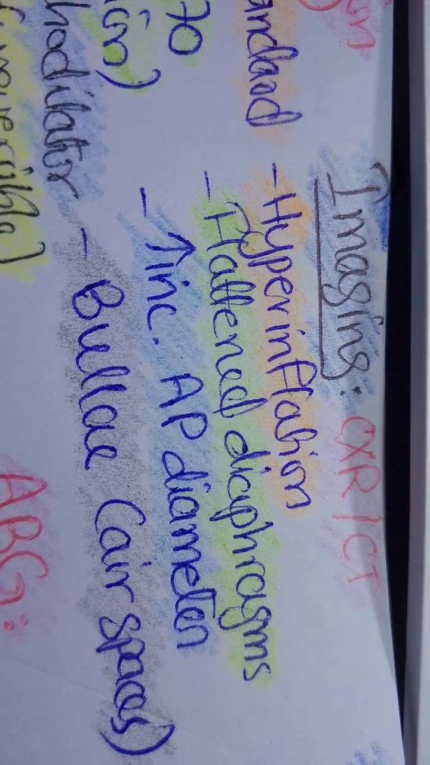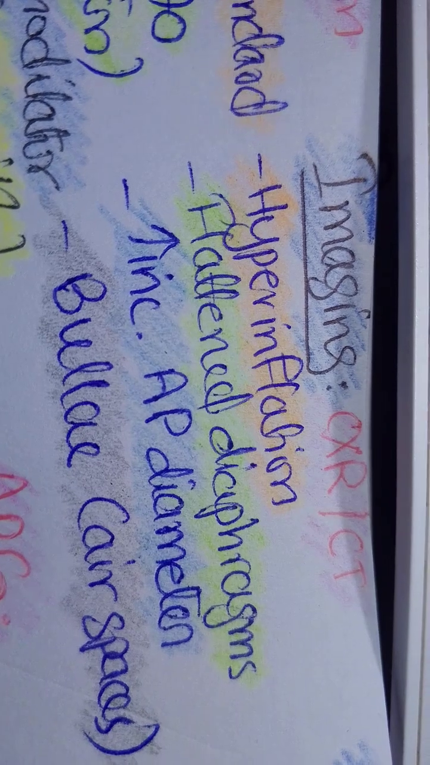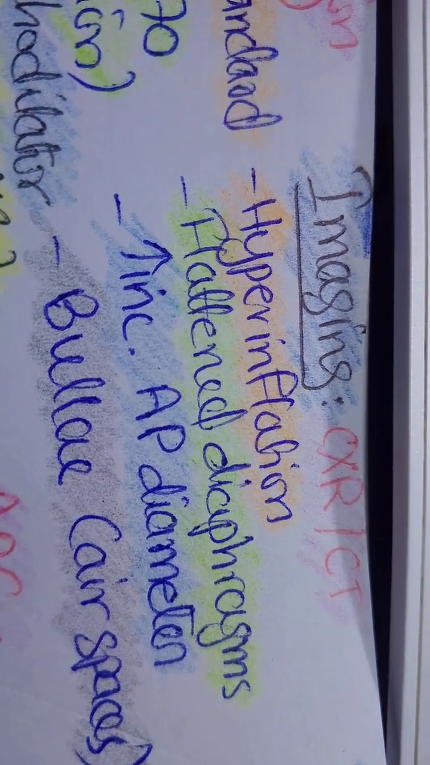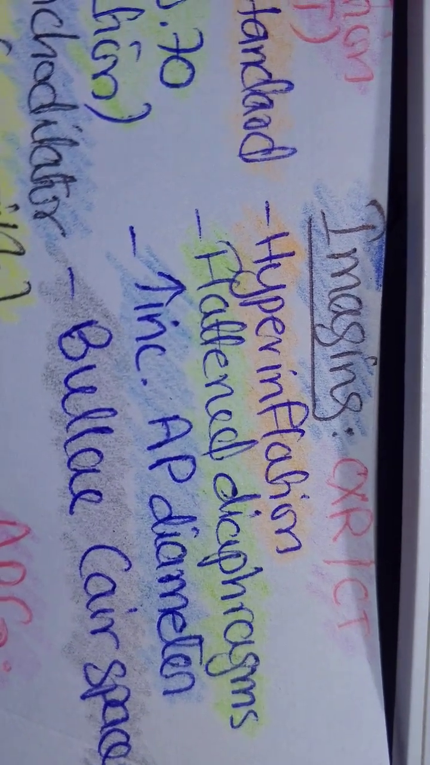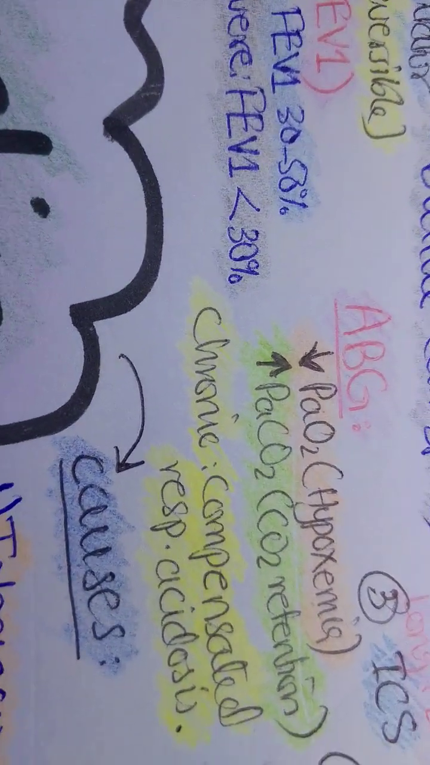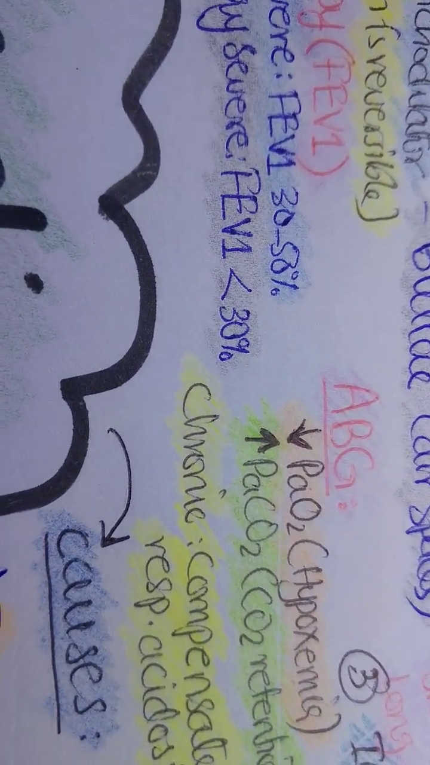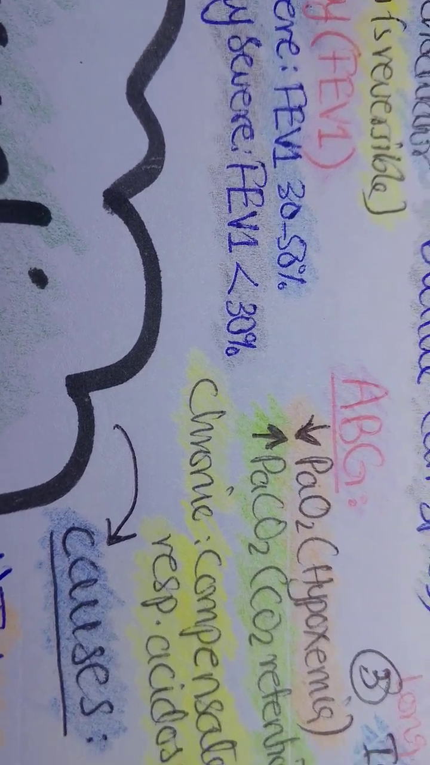So chest X-ray or CT shows hyperinflation, flattened diaphragm, and bullae. We also check arterial blood gas, or ABG, to assess hypoxemia and CO2 retention.